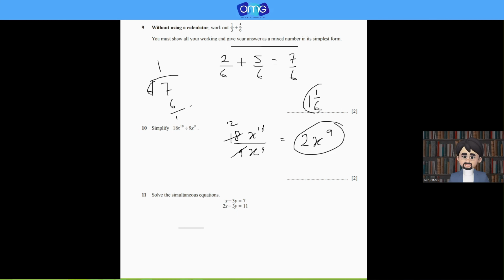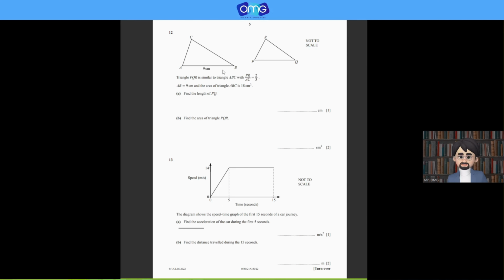And solve these simultaneous equations. We can solve this by subtracting both equations. x minus 2x becomes minus x. Minus 3y minus 3y becomes 0. And 7 minus 11 is minus 4. So we get x equals 4. And to find y, substitute: 4 minus 3y equals 7. So minus 3y equals 3, y equals negative 1. So that's the answer. x equals 4 and y equals negative 1.